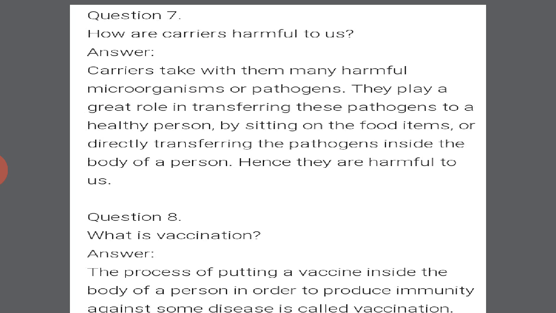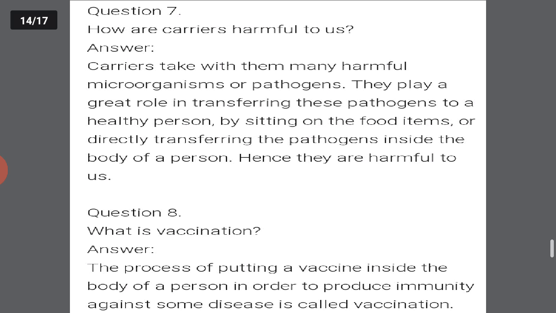How are carriers harmful to us? Carriers take with them many harmful microorganisms or pathogens. They play a great role in transferring these pathogens to a healthy person by sitting on the food items. They directly transfer the pathogens inside the body of a person, hence they are harmful to us.